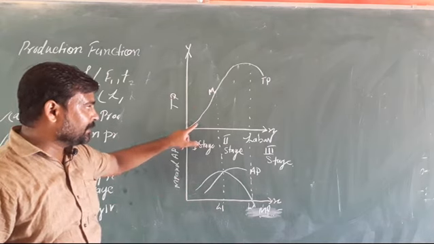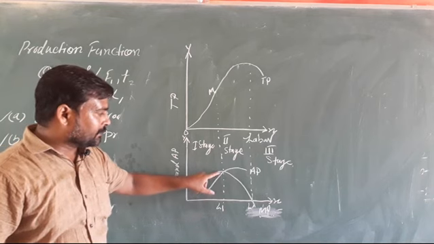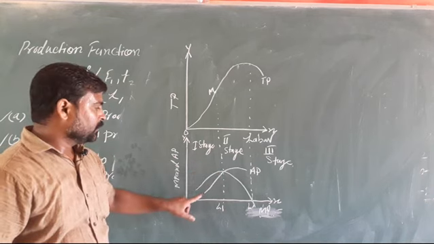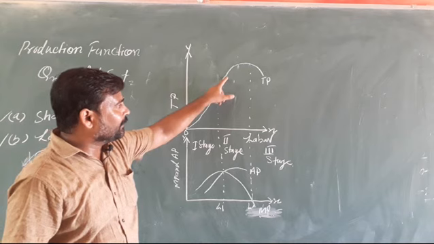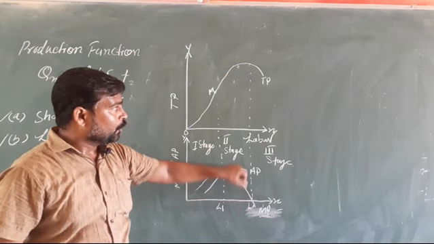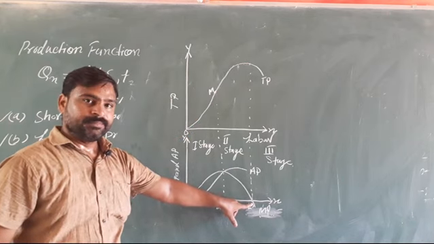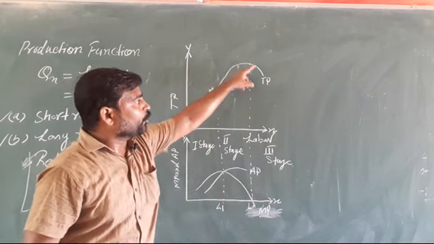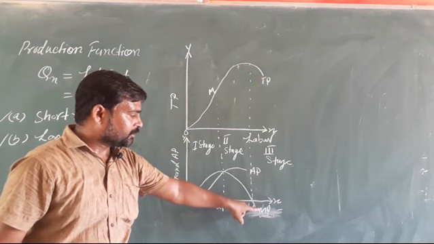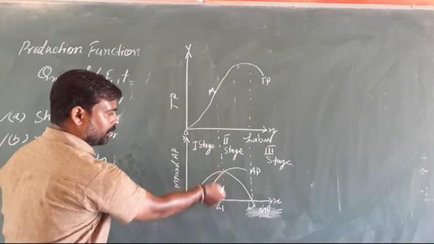The marginal product is increasing, and when the total product increases at a decreasing rate, marginal product starts decreasing. When the total product is at maximum, marginal product becomes 0. When the total product falls, marginal product becomes negative. And here you can see the relation between MP and AP.